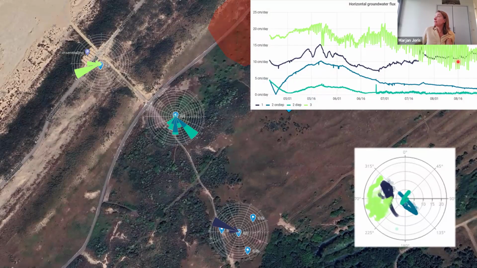Here you see them as well on the heat map, and the different results over here. We also see here in the green one that we can very clearly see the influence of the pumping in these groundwater flux measurements.